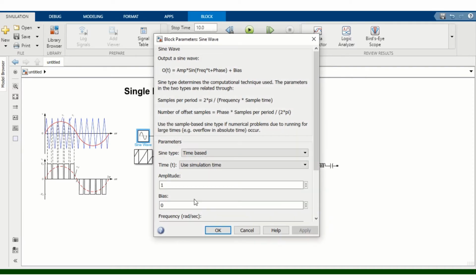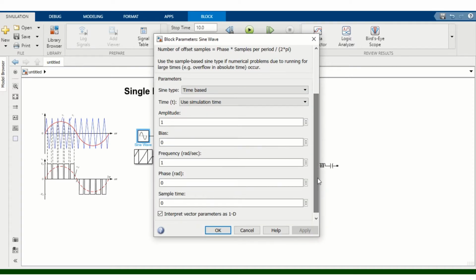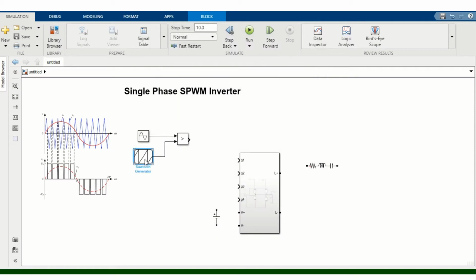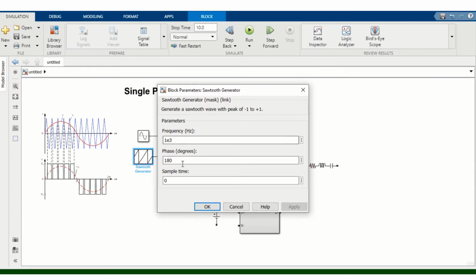For the sine wave, magnitude let it be 1. Frequency is asked in radians, so we will write 2 into pi into 50 Hertz. Phase at 0 only. The triangular wave has a frequency of 1E3, and phase I will keep at 0, not 180 degrees.